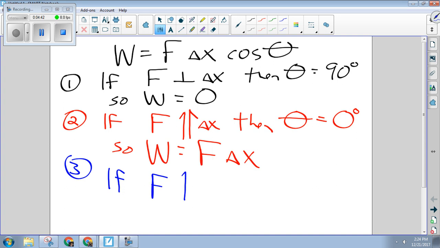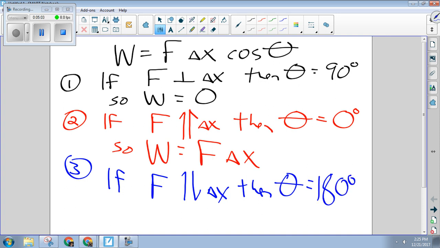Anti-parallel, they point in opposite directions. Does that make sense? So if your force is anti-parallel to your displacement, in other words, if they point in opposite directions, then your angle is 180 degrees.